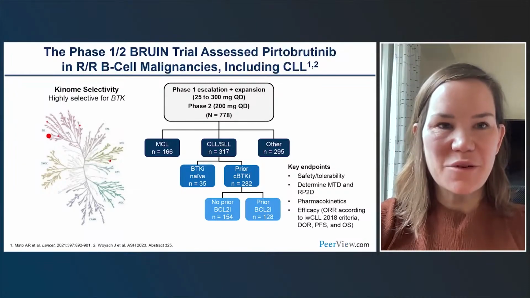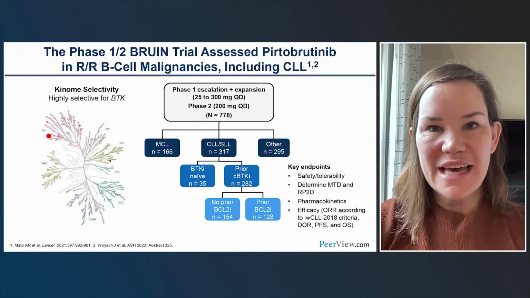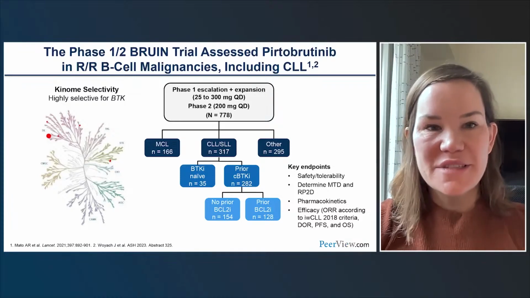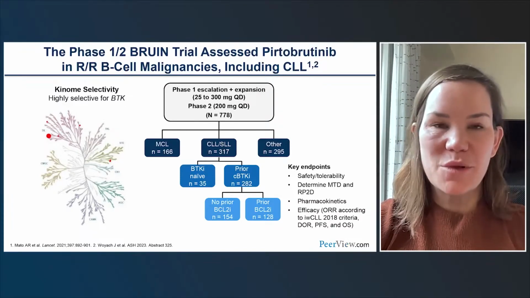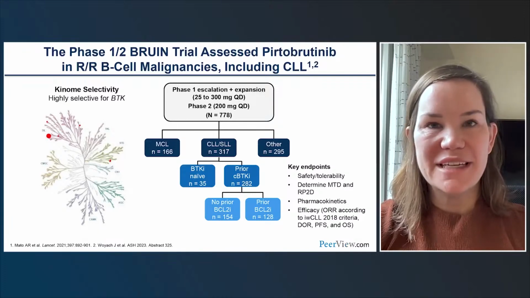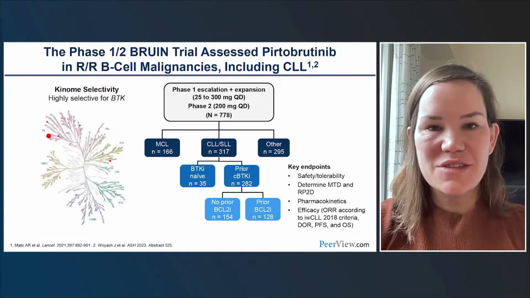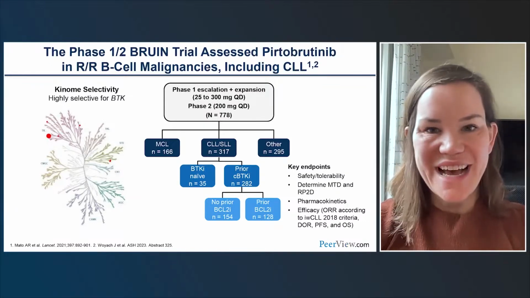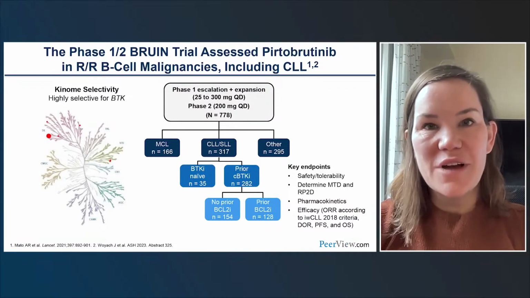So I would like to review the phase 1/2 Bruin trial, which is the study that assessed pirtobrutinib. You see that this trial enrolled a wide variety of patients with relapsed refractory B-cell malignancies. Of the 778 patients accrued to this trial, the largest proportion had CLL SLL, so 317 CLL SLL patients were accrued.